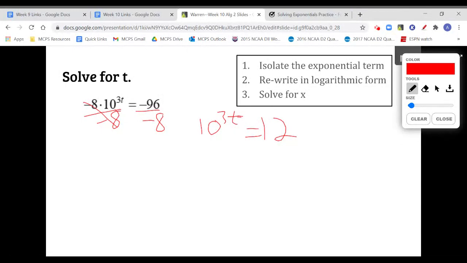From here, I rewrite in logarithmic form. That becomes the log base 10 of 12 is equal to 3t. Once again, because it's base 10, I can just go ahead in my calculator and type the log of 12. When I do that, I end up with something that is approximately 1.08.